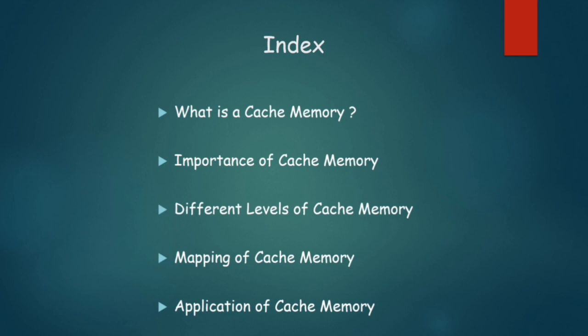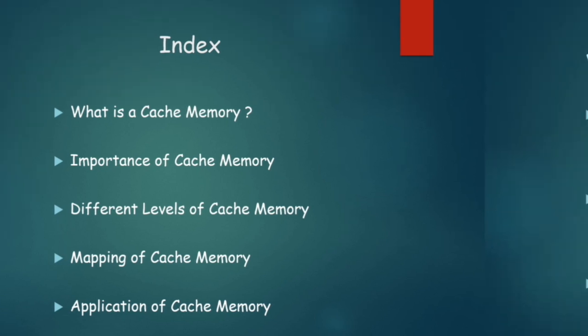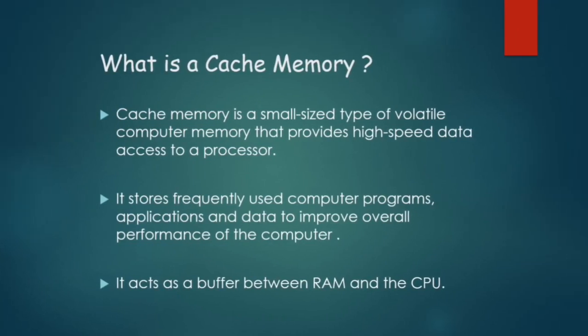Myself Ayush More. So the basic and most important question is what is a cache memory? Cache memory is a small sized memory. It is a type of volatile computer memory that provides high speed data access to a processor. It also stores frequently used computer programs, applications, and data to improve overall performance of the computer. Cache memory makes data retrieving easier and more efficient. It acts as a buffer between RAM and the CPU.